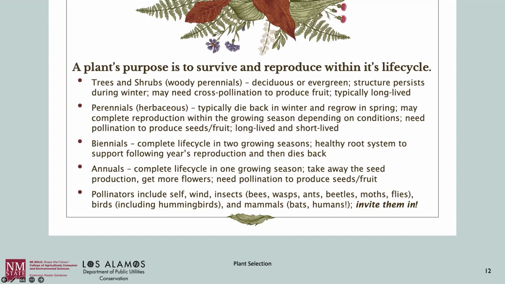Pollinators, well, so they say, which is why I picked 40 pounds of tomatoes today. But pollinators can be a self-pollinating plant. It can be wind pollinated. It can be insect pollinated, which is why we want to invite the insects in. Birds, mammals, and even humans can pollinate.